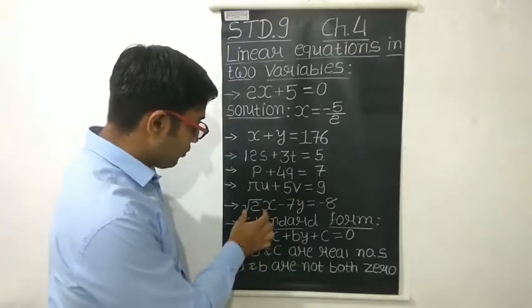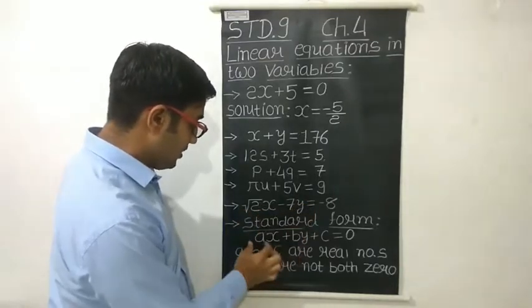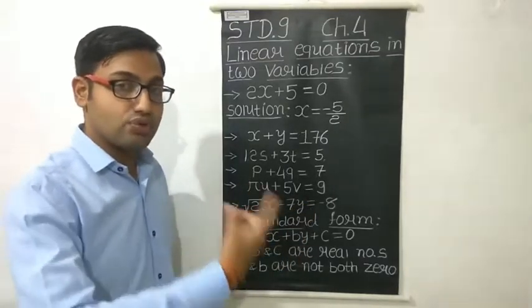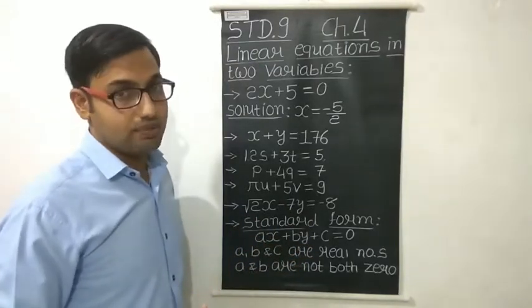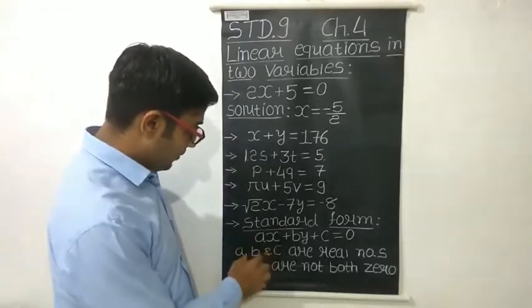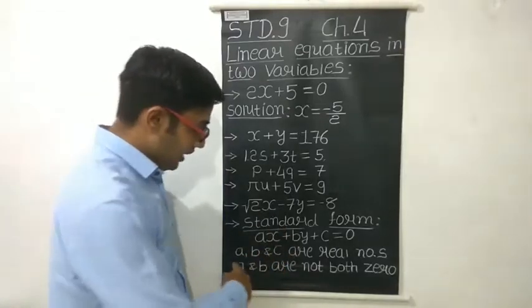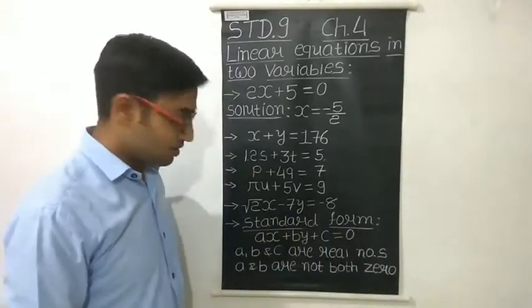In the same way here also, if we compare this equation with this, we get a is equal to root 2. And root 2 is again an irrational number. Right? So what are a, b and c? Now it is clear. A, b and c are real numbers.